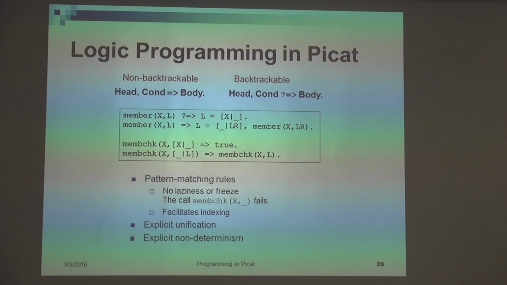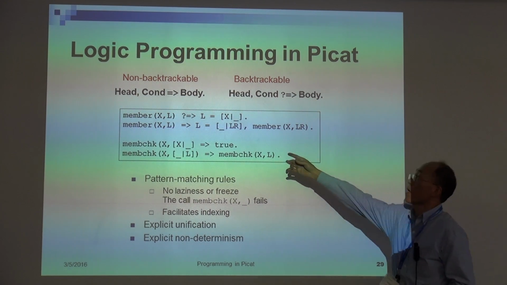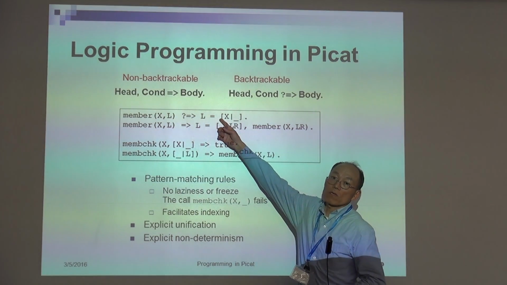Matching rules is good for efficiency. Why? Because the compiler can index all matching rules. Actually, I can write a program, a parser for example, that can be arbitrarily faster than Prolog. Why? Because all the input arguments are indexed. Unification is still supported, but you have to write it explicitly, as in here. So you say L is equal to this, and this one contains X.